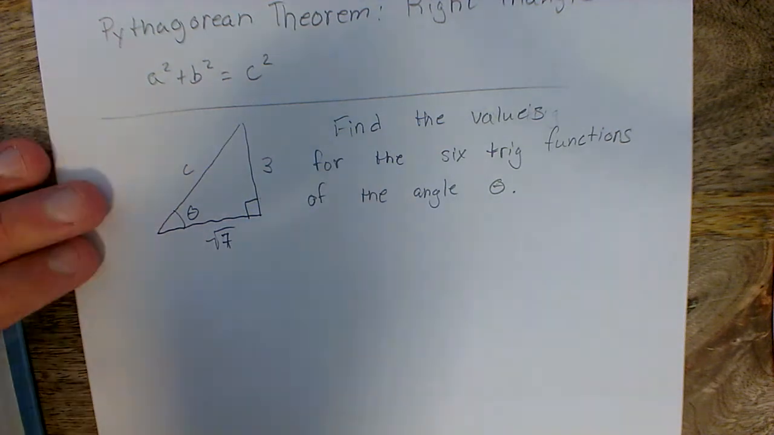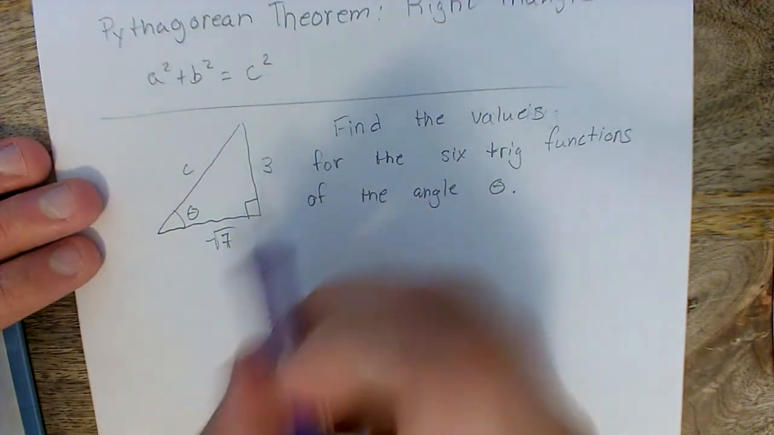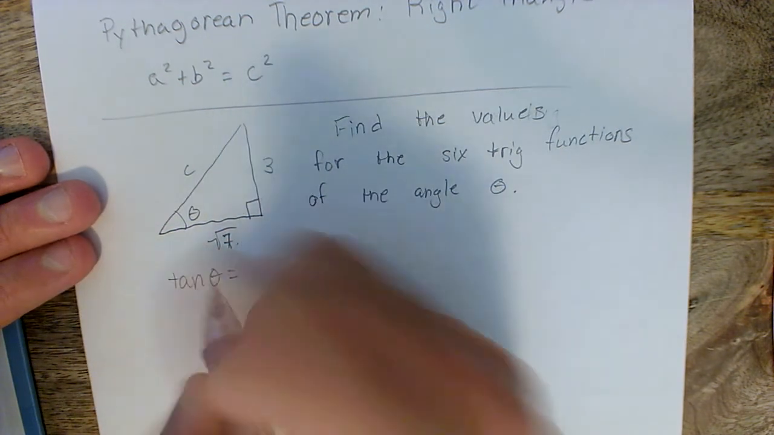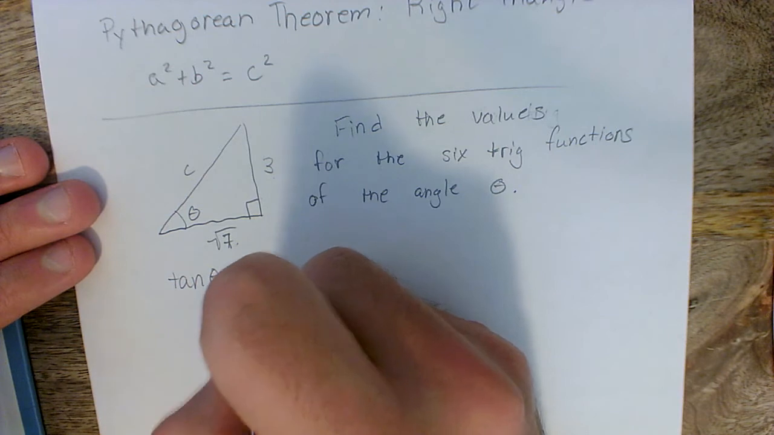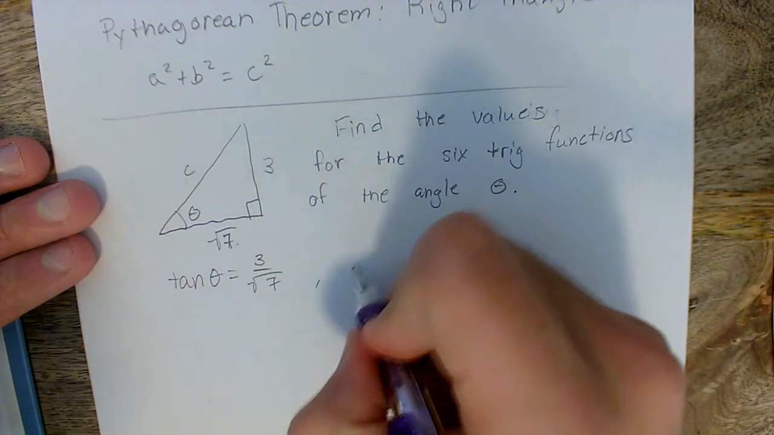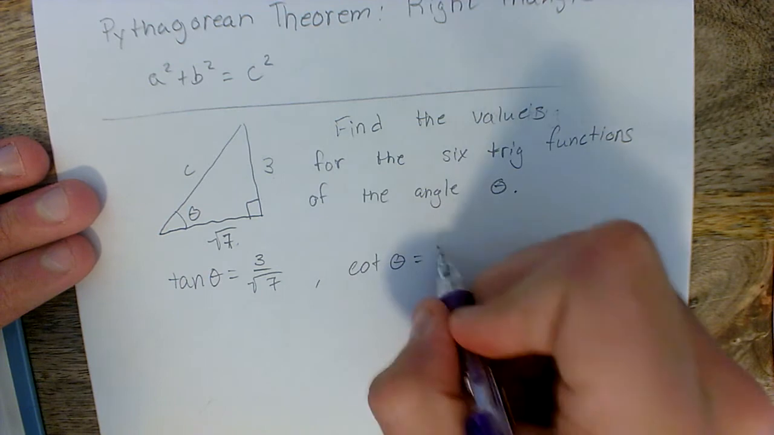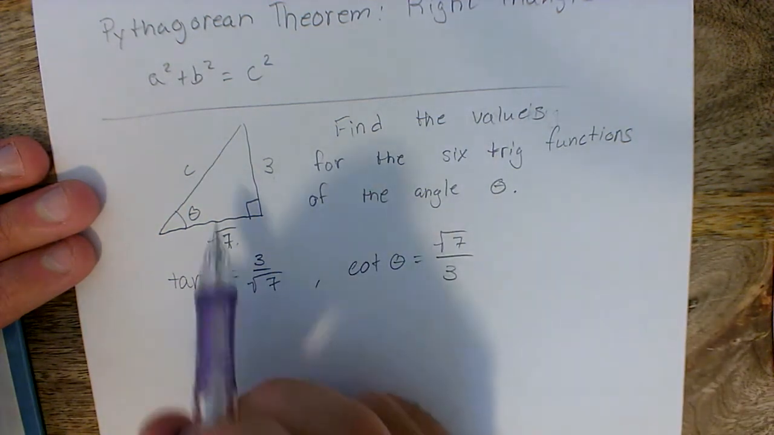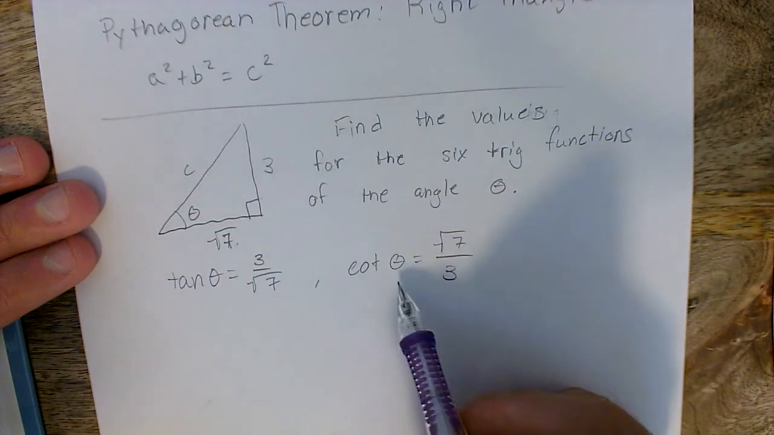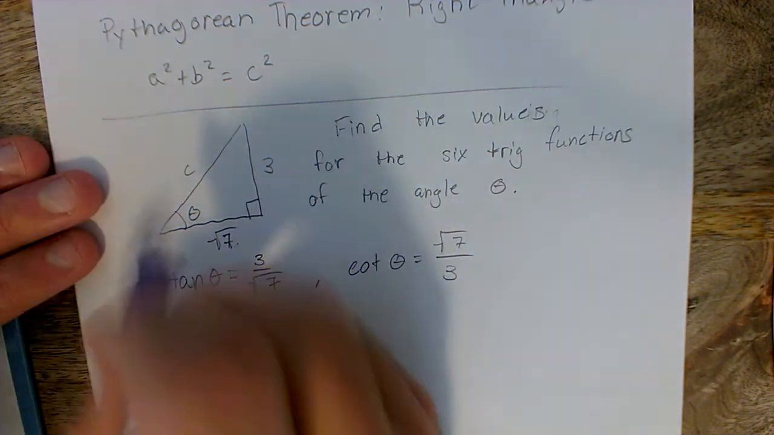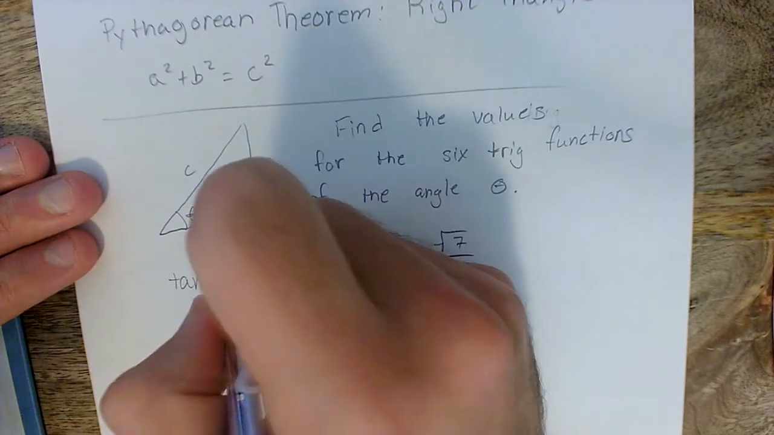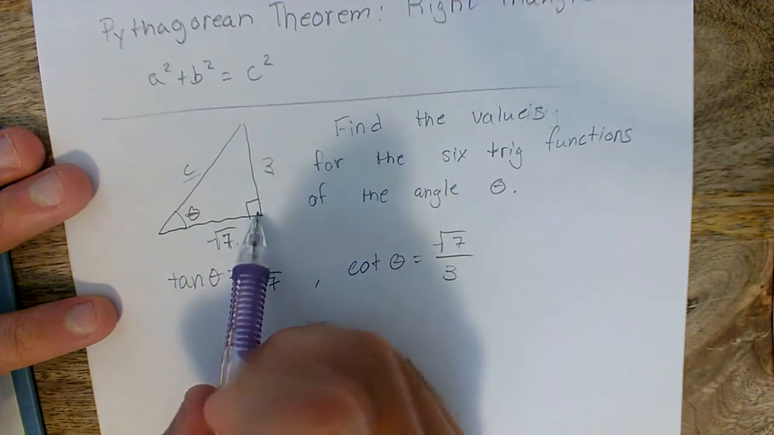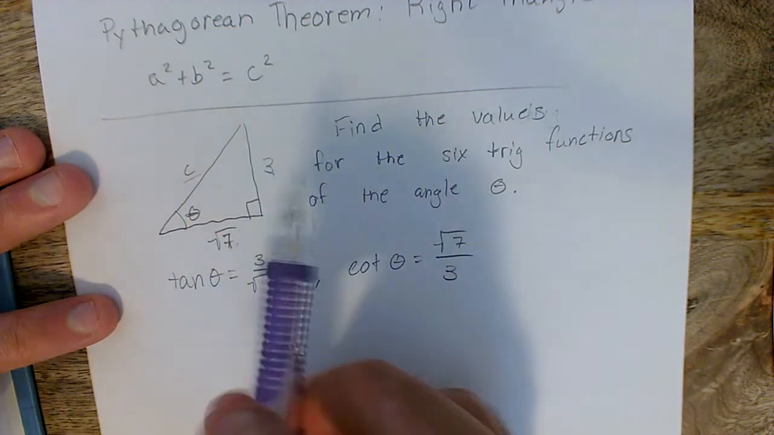Okay, so right off the bat, there's two things that we know. We know the opposite and the adjacent, so we can find the tangent of theta right away without doing any work. Here it is 3 over the square root of 7. And the cotangent of theta is the square root of 7 over 3. Again, because the tangent is the opposite over the adjacent, and the cotangent is adjacent over opposite. So if theta's here, the side opposite is 3, and the side adjacent is square root of 7. The adjacent side is not c, because remember, c is the hypotenuse, as it is opposite of the right angle.